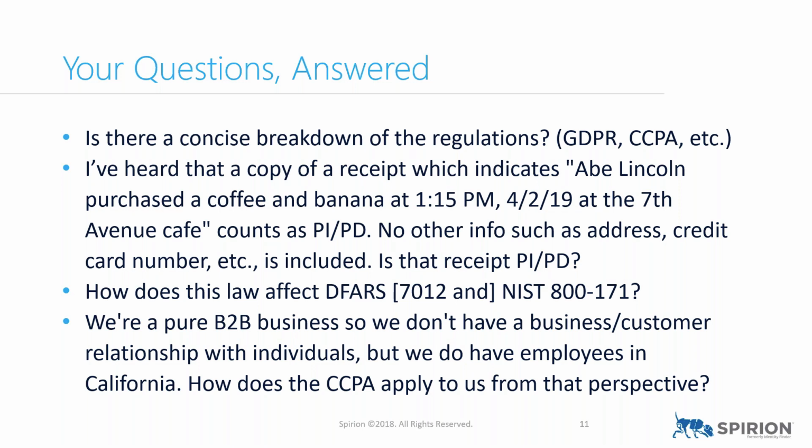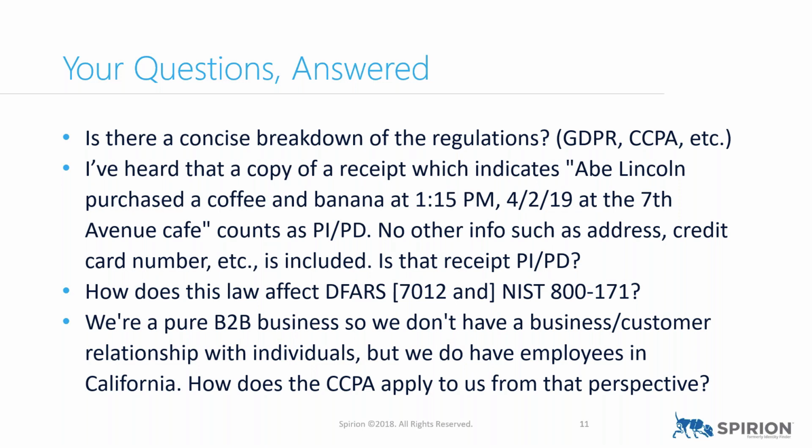I like this question a lot. So I've heard that a copy of a receipt which indicates that Abe Lincoln purchased a coffee and a banana at 1:15 p.m. 4/2/19 at the 7th Avenue Cafe counts as personal data. No other info. So no address, no credit card number, nothing like that. Is that receipt personal data?